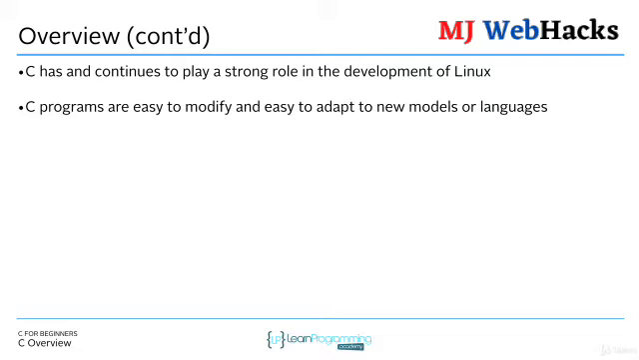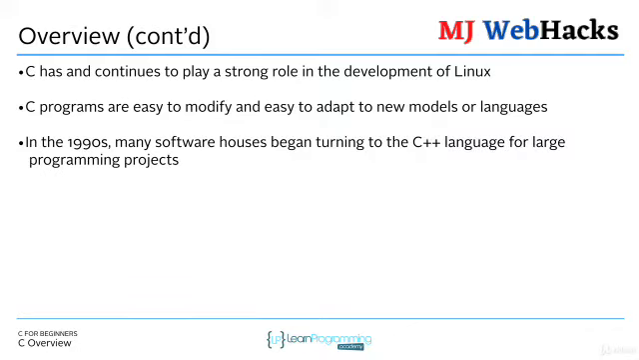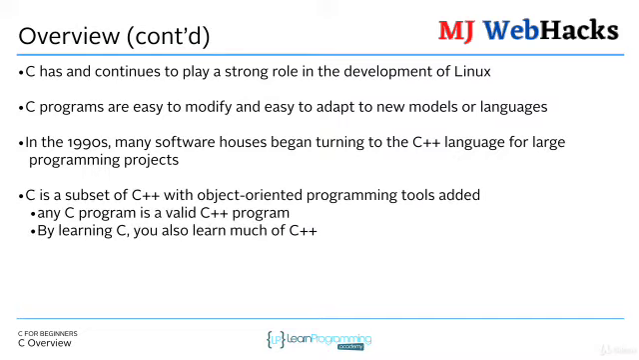I mentioned earlier C programs are high level, and that means they're more or less easy to modify and easy to adapt to new models or languages. Another benefit: in the 1990s, many software houses began turning to the C++ language for large programming projects. Now, you may ask yourself, why does that matter? We're learning C, not C++. Well, the reason that matters is because C is a subset of C++.